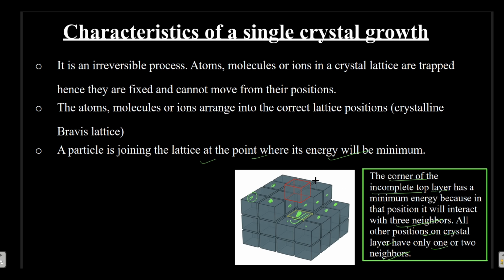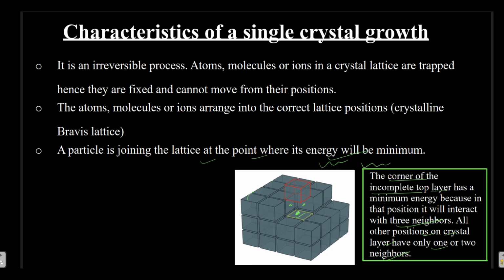So it will definitely try to choose that neighbor or that position where its energy will be minimum, and that being this position, because 1, 2, and 3, these three positions or these three faces will interact with three faces of this atom or particle. That will minimize its energy. So I hope you understood this much characteristics.